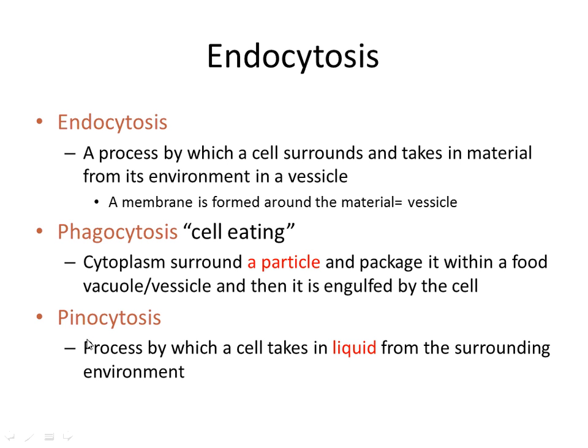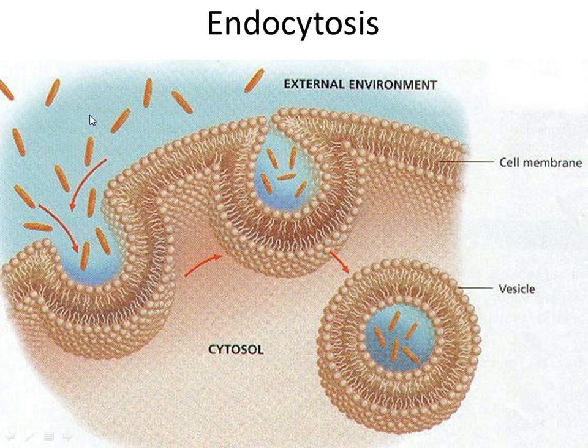Pinocytosis is going to be liquid substances, processed by taking in liquids from the surrounding environment. So again, material moves in, the plasma membrane bulges, it fuses to create a vesicle with the material inside of it. Endocytosis.